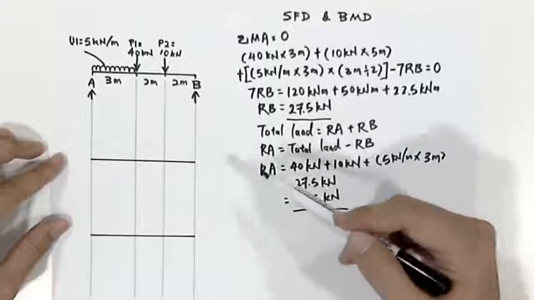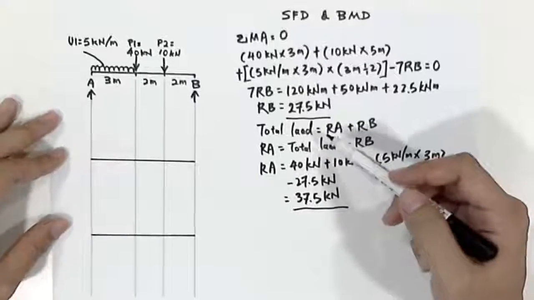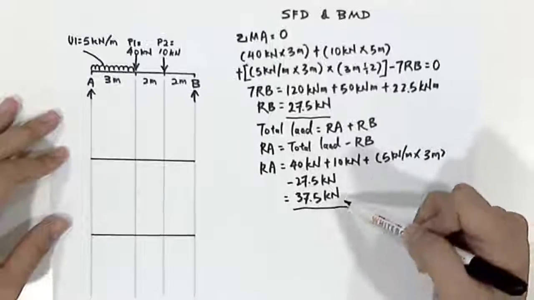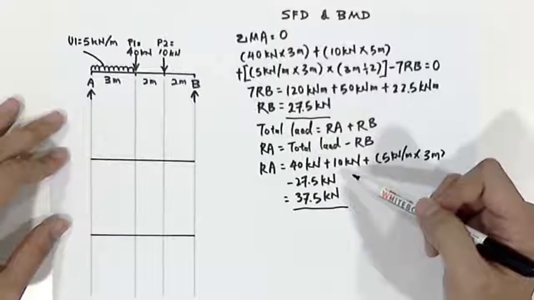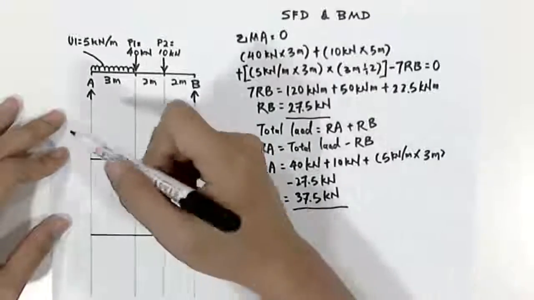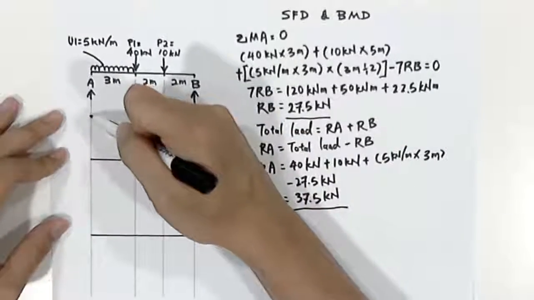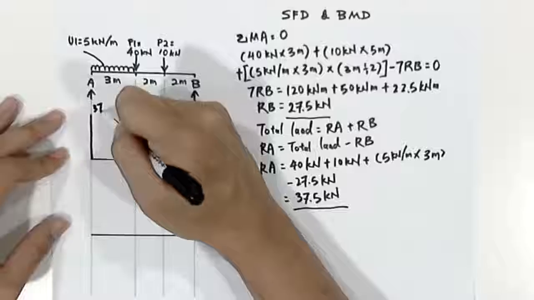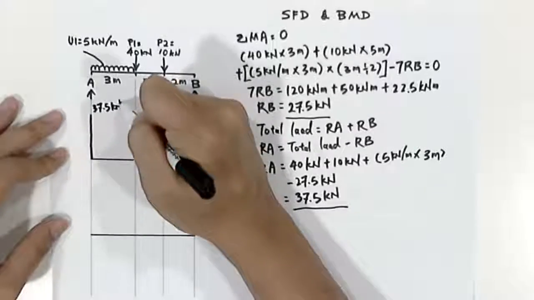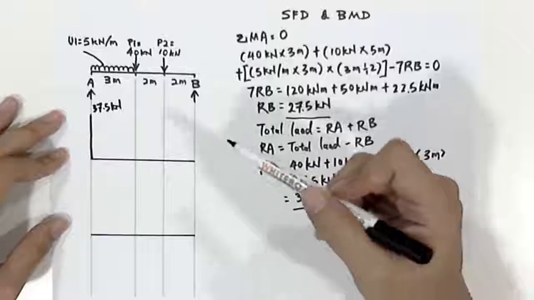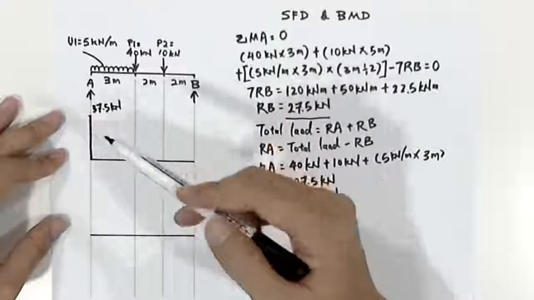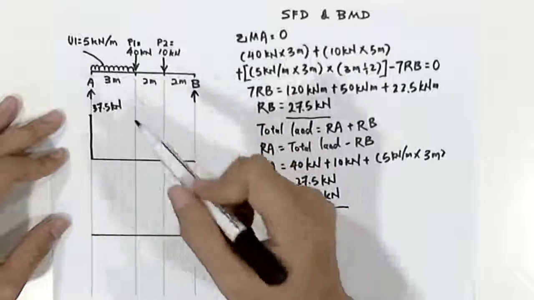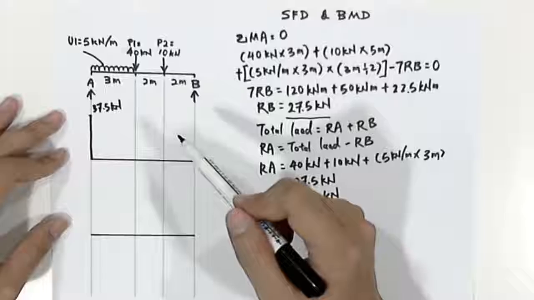By using a graphical method, we can draw the shear force diagram. On support A, with a value of 37.5 kilonewton, so try to draw. And then we'll put the value 37.5 kilonewton at here. So what happened here is that we have a uniform load of 5 kilonewton per meter.